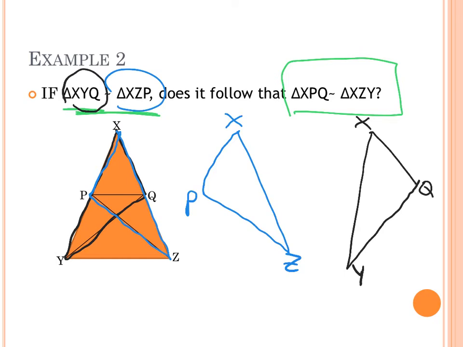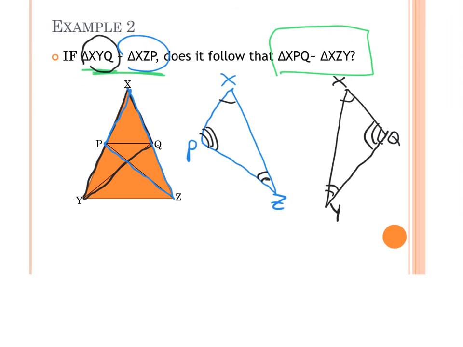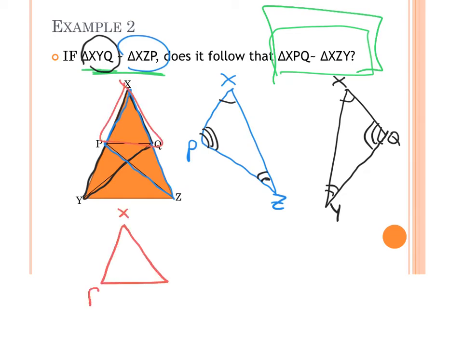Now, I know from my statement that angle X is congruent to angle X. I know that Y and Z are congruent, and P and Q, because they told me they were similar. Now, let me show the other two triangles, these right here, that I'm trying to show if they're similar or not. Let me pull those off. So this XPQ is this little one in the top. And then XZY, the whole big thing.